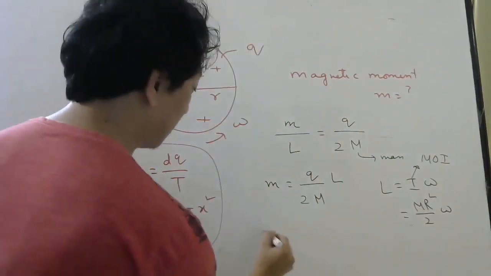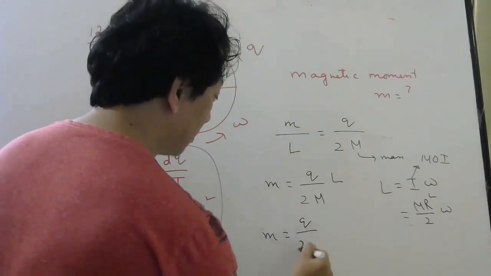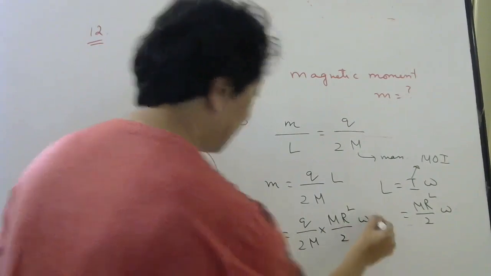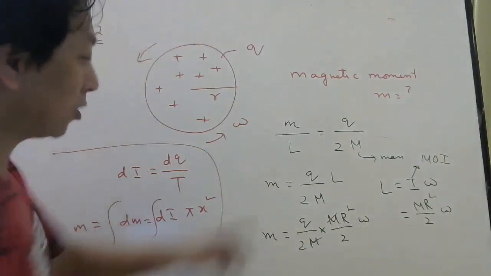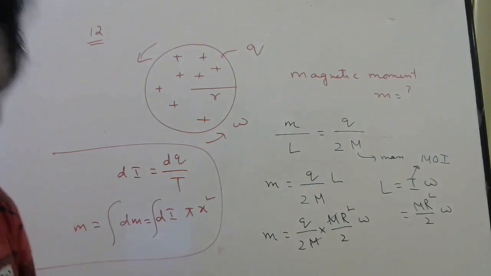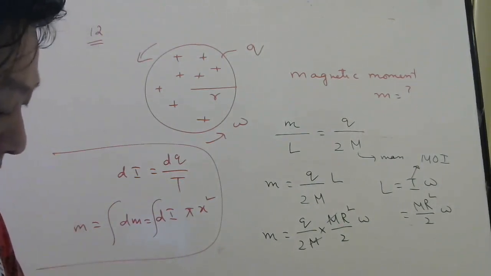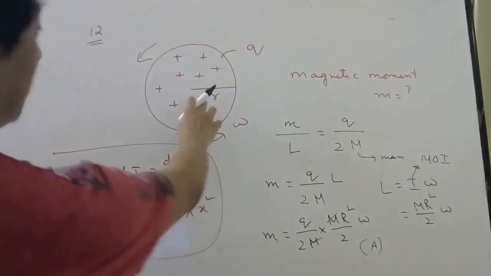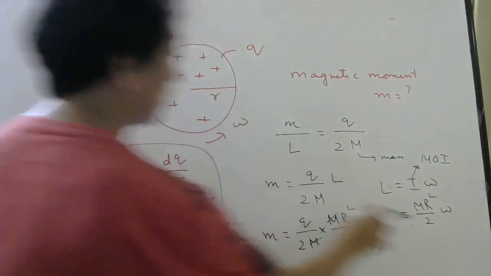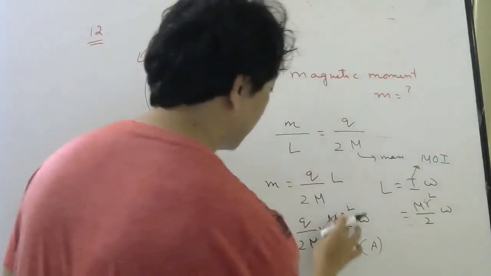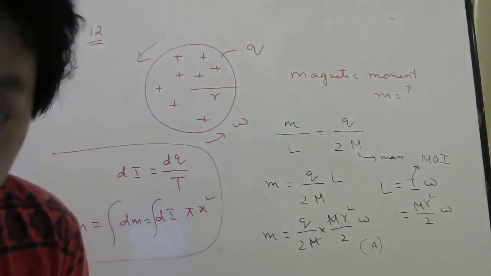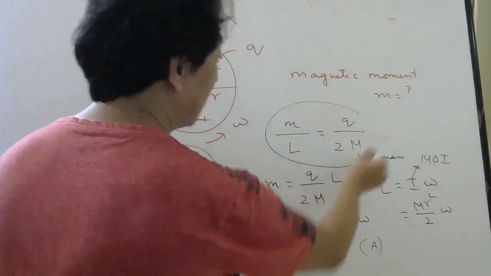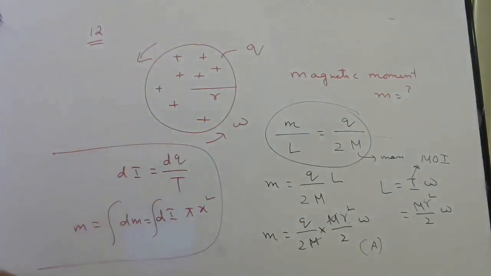So substitute this. Magnetic moment will be q by 2M into MR square by 2 omega. So M will cancel, and it will be q by 4 r square omega. That is option A. They wrote small r for radius, I wrote capital R, so think of this as small r. Since you already know the formula for moment of inertia, this calculation will be very easy if you remember this general formula. No need to do all this integration, which will take time.